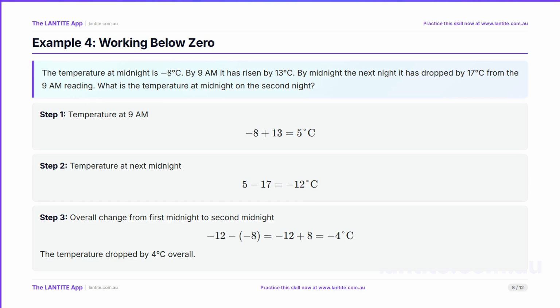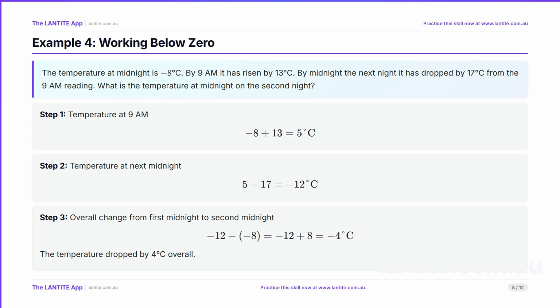Here is a problem that goes below 0 twice. The temperature at midnight is -8 degrees. By 9 a.m. it rises by 13 degrees. -8 plus 13 equals 5 degrees. Then it drops by 17 degrees. 5 minus 17 equals -12 degrees.